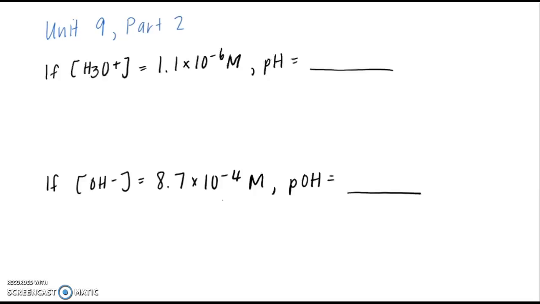So here are two practice problems. If the hydronium ion concentration is 1.1 times 10 to the minus 6 molar, pH is what? And if OH minus is 8.7 times 10 to the minus 4 molar, pH is what? So pause the screencast, solve them, and then turn it back on to check.